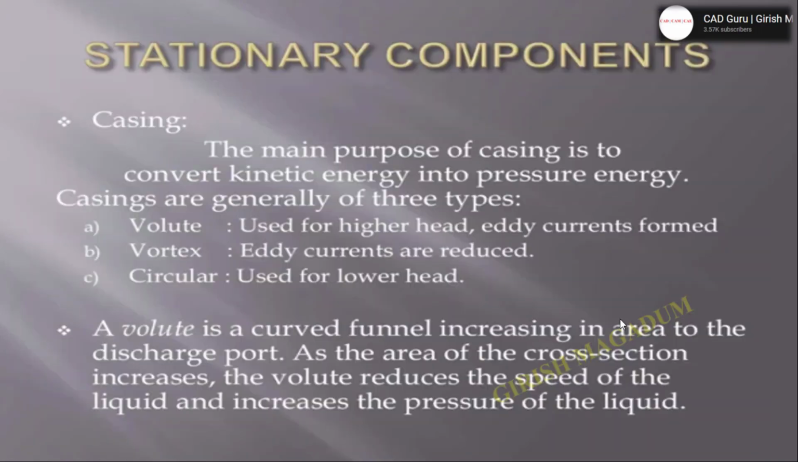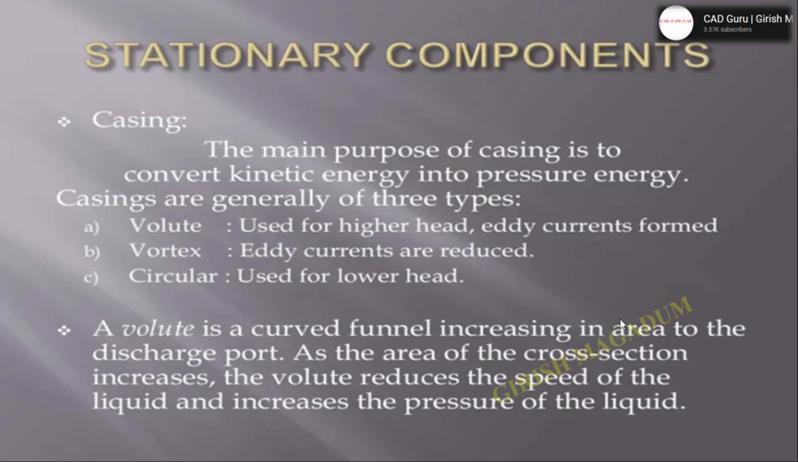We have seen the rotating components. Now we'll have a look at the stationary components. The casing. The main purpose of the casing is to convert the kinetic energy into pressure energy, as I said before. There are different types of casings: volute, vortex, and circular casings. The main concentration is towards the volute, which is used for producing more head, that is, eddy current formed.